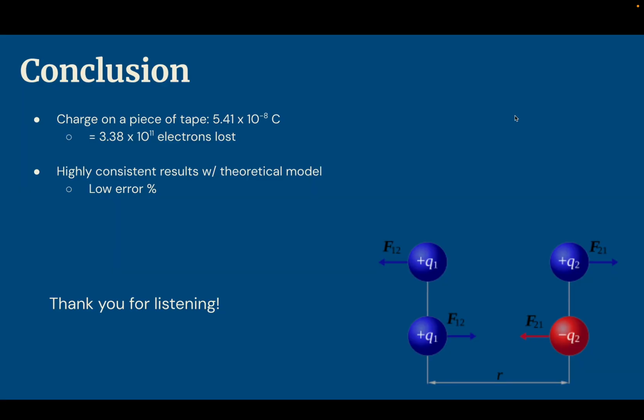Overall, we were able to find the charge on a piece of tape as this number, which corresponds to this many electrons lost, which had a low % error.